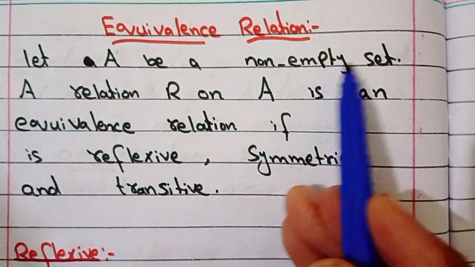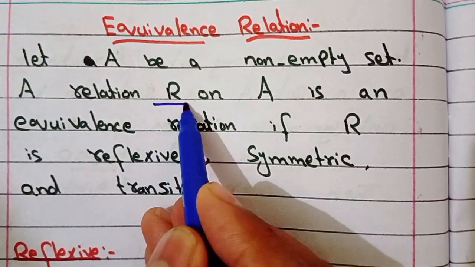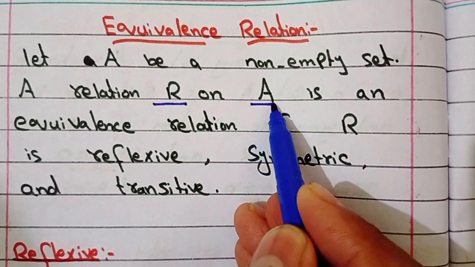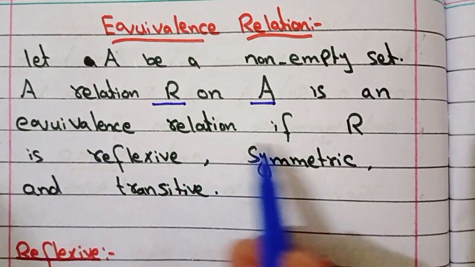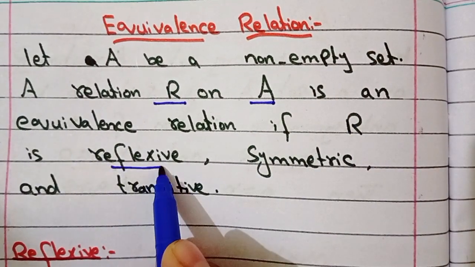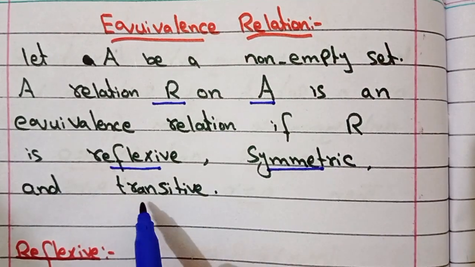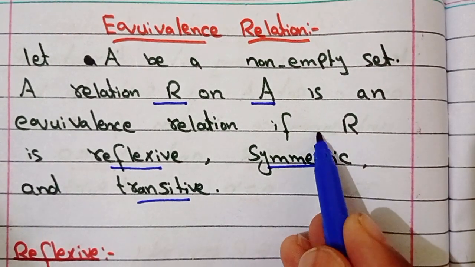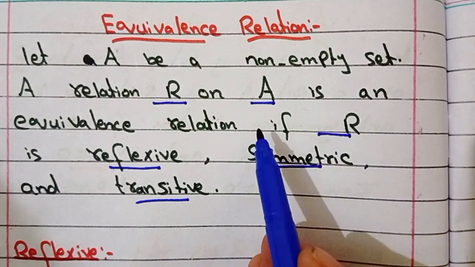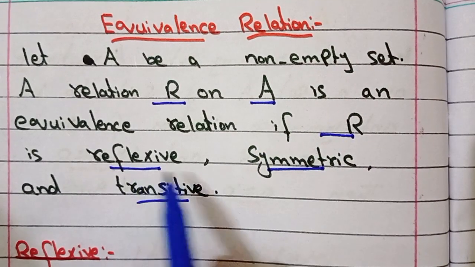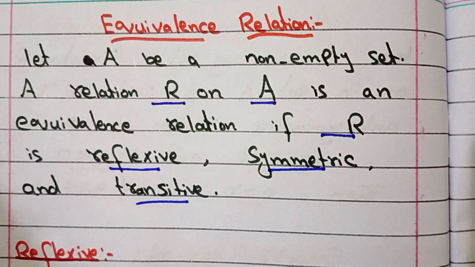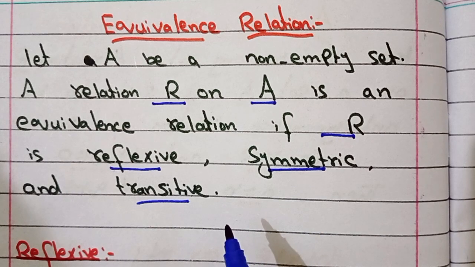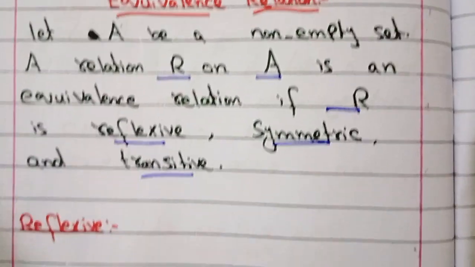Let A be a non-empty set. A relation R on a set A is an equivalence relation if R satisfies the reflexive, symmetric and transitive properties. It means that for a relation R to be an equivalence relation, it must satisfy the reflexive, symmetric and transitive properties. In our previous video, we discussed these properties in detail. So let's quickly review them.